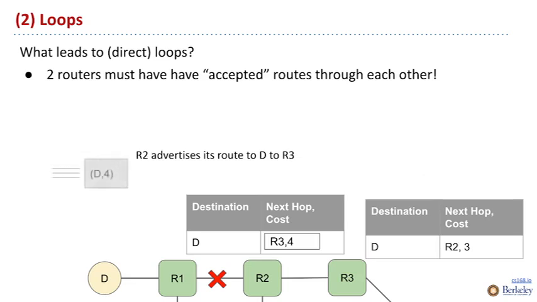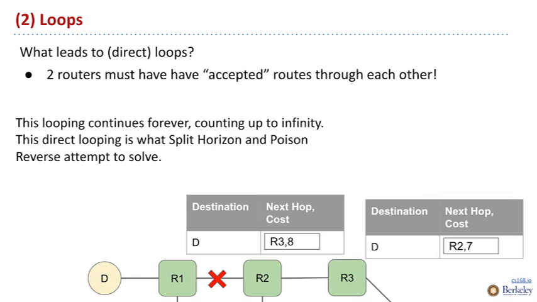And unfortunately, this is just going to go on back and forth. They're going to keep passing these updates to each other and updating the costs, counting all the way up to infinity. So I get to 6, to 7, to 8, and this continues forever.